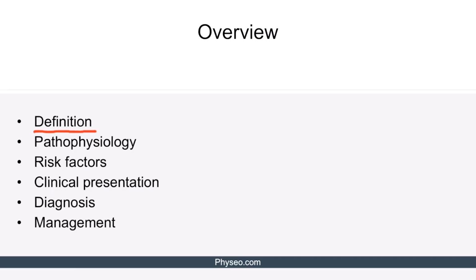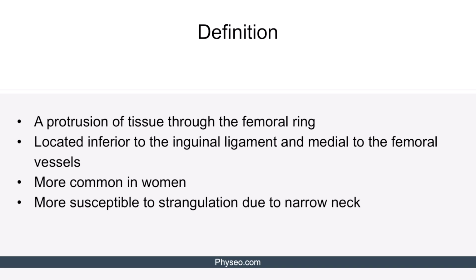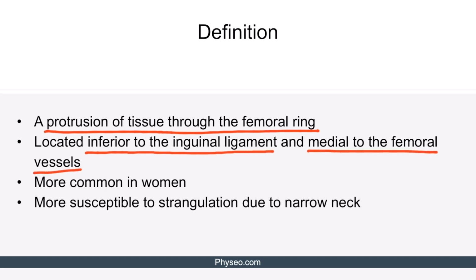We will cover the definition, pathophysiology, risk factors, clinical presentation, diagnosis, and management of femoral hernia. Let's continue with definition. Femoral hernia is a protrusion of tissue through the femoral ring. The femoral ring is located inferior to the inguinal ligament and medial to the femoral vessels. It is more common in women. Also, it is more susceptible to strangulation because it has a narrow neck.